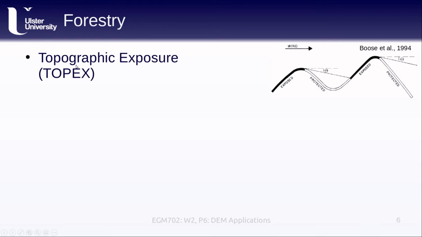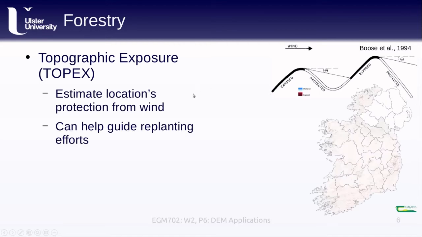We have a number of applications, again, for DEMs in the field of forestry. So we can use DEMs to calculate something called topographic exposure, or TOPEX. And this tells us how protected a particular area is from things like wind or other climate parameters. So by doing this, we can help to guide replanting efforts. So for example, if we're looking to plant trees to help repopulate forests, we don't want young trees to be placed in areas where they're not protected from the wind, where they might be exposed to heavy winds, as that can damage them and inhibit their growth.